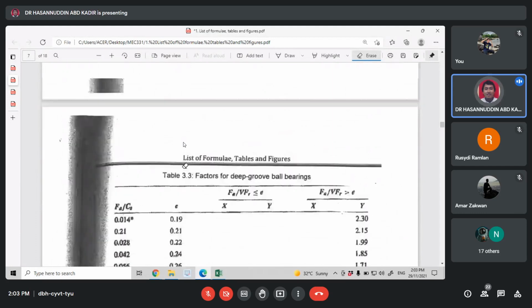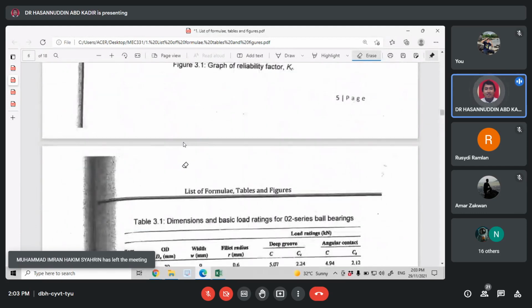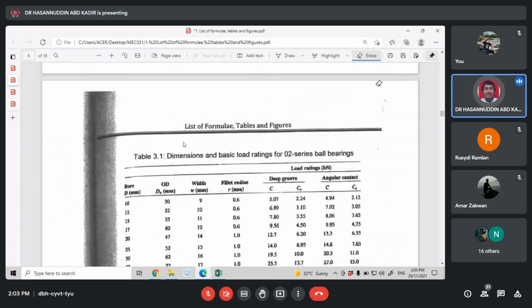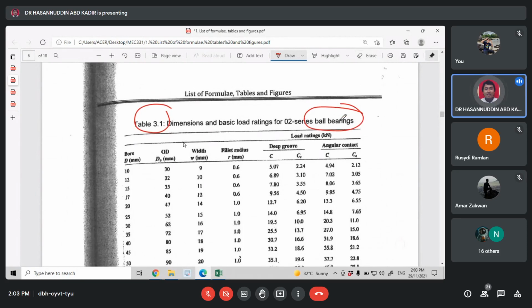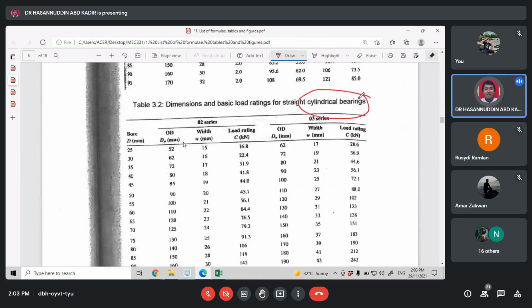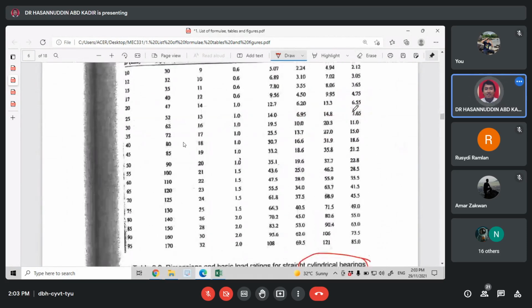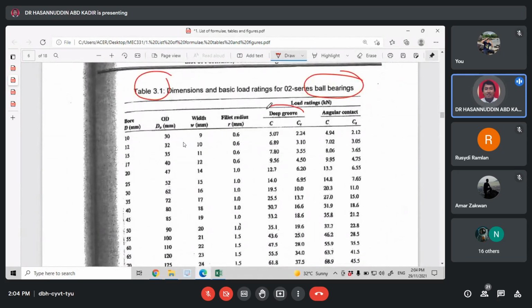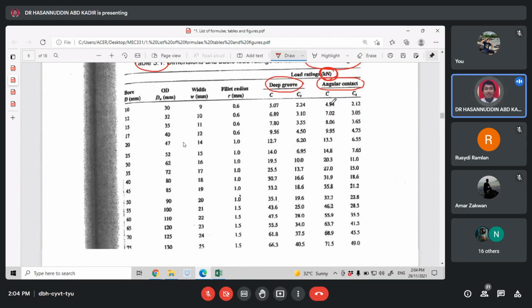I will enlarge this part a bit. Normally when we need to find the value of C, we start with table 3.1 here. Either they start with a ball bearing or give a question about a cylindrical bearing. Please remember here you have 2 types. For the ball bearing, one is deep groove and another is angular contact. Always remember that the load is in kilonewtons.